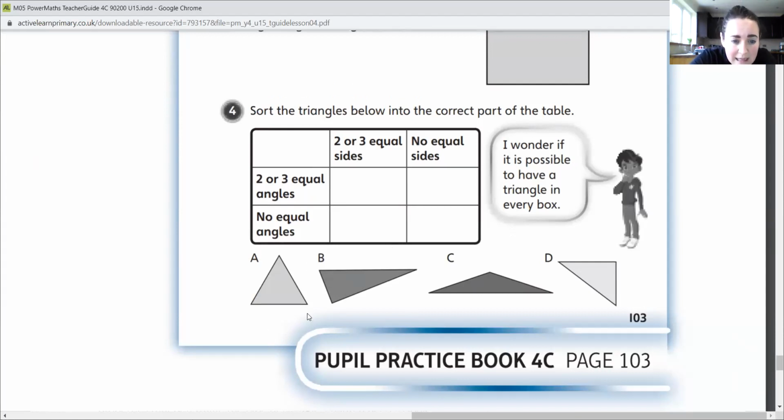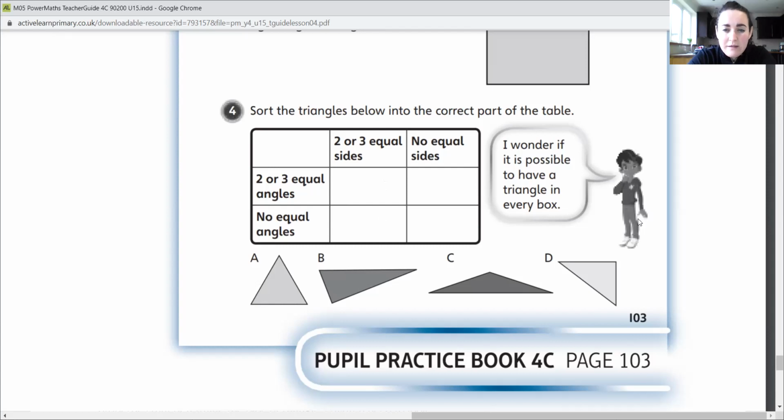So for example, I'll help you out with this one. So A, it looks like 1, 2, 3. It has 3 equal angles, and it looks like it's got 3 equal sides. So A, if I can't really draw on this, but A would go in this top corner box because it has got equal sides and equal angles. Then you just need to sort the other 3 into the boxes.